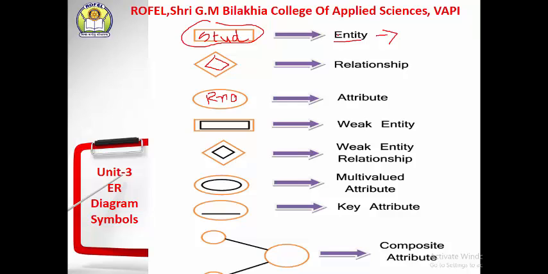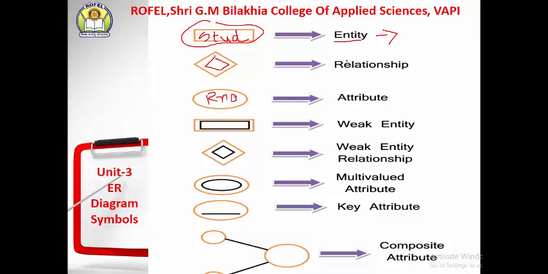Like ER diagram components, entities are strong entities or weak entities. Two different types of entities are there. Strong entity is represented in this rectangular box, and weak entity is represented in double rectangular box. Same way, the relationship between weak entities is also known as a weak relationship. If both the entities are weak, the relationship between these weak entities is also known as a weak relationship.